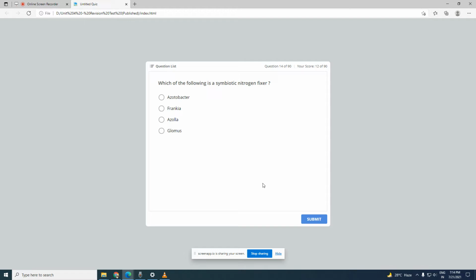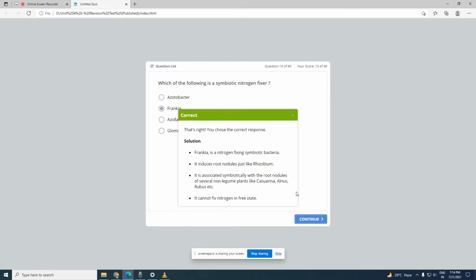14th question. Which of the following is a symbiotic nitrogen fixer? Azotobacter, Frankia, Azolla, Glomus. For the 14th question, option A, option B, option C, or D. It is Frankia, option B. That is the right answer.